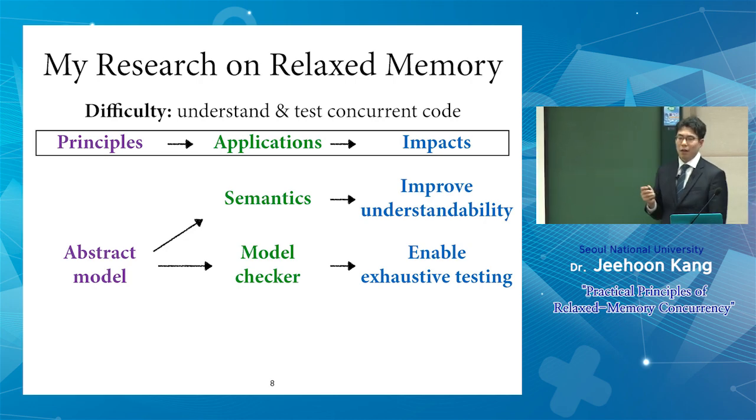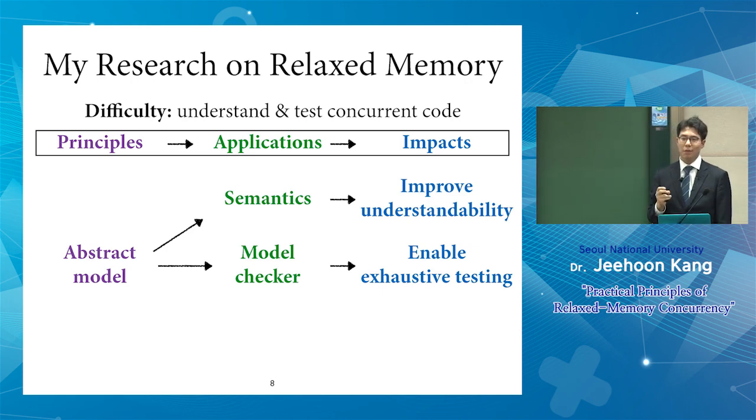Furthermore, we developed a model checker for ARM and RISC-V architectures. Model checker is basically enumerating all possible executions for a given program. So it can make testing easier, because you can exhaustively investigate all the possible executions given by the model checker.